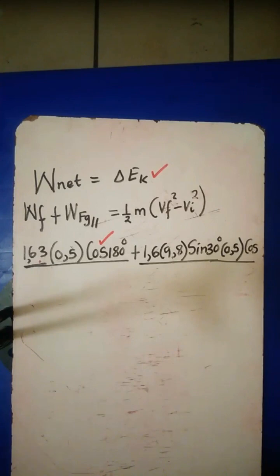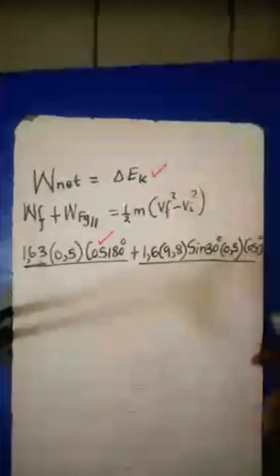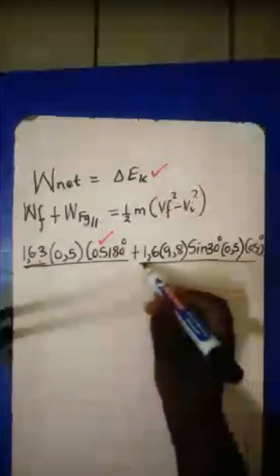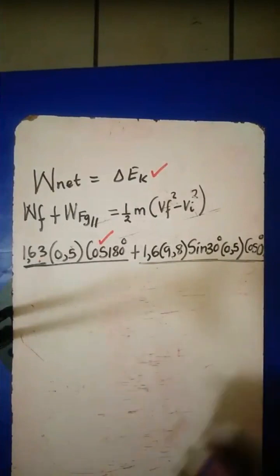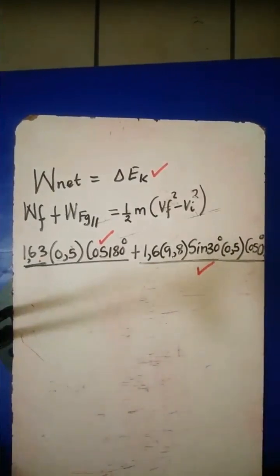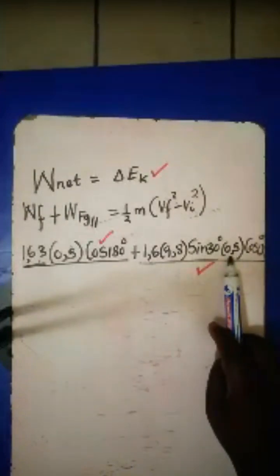Cos 0. Motion is going down. Gravity always goes down in this case. So cos 0. If everything underlined is there, then you deserve 1 mark, before even simplifying. It must be m times g times sine 30 times distance times cos 0. You deserve 1 mark in that.